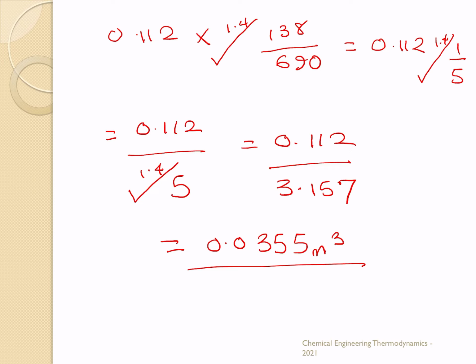Remember, this was the original volume, 0.112, and now we've got 0.0355. So those are some of the things you watch out for when you do such calculations. Is it increasing? Is it decreasing? What does the question say? Would the work be positive or negative? Those are the things you need to have at the back of your mind. Remember, if it's compression, the work done is negative. If it is expansion, the work done is positive.